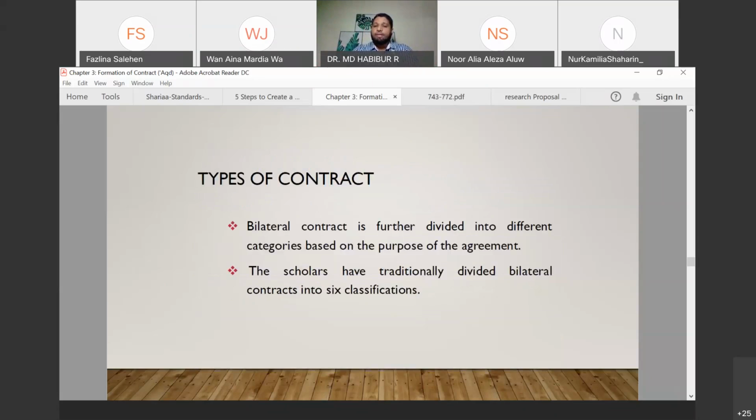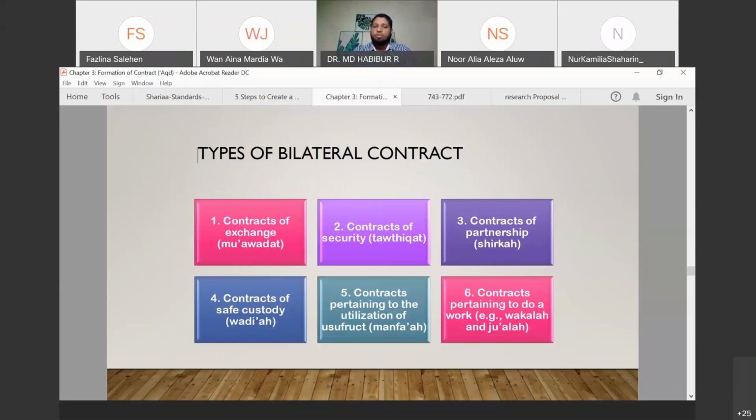Bilateral contract is further divided into different categories based on the purpose of the agreement. Bilateral contract has many types. So scholars traditionally divided bilateral contracts into 6 classifications. There are 6 classifications, 6 categories of bilateral contract. So it is very important for you to understand because all of these contracts are applicable and have been practiced in the Islamic finance industry.